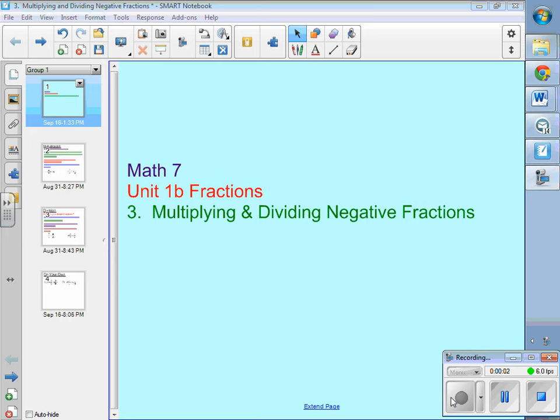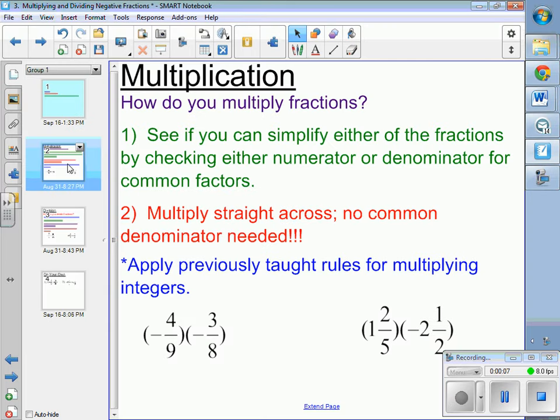Today's lesson is multiplying and dividing negative fractions. Multiplying. How do we multiply fractions? We see if we can simplify either of the fractions by checking either numerator or denominator for common factors. We multiply straight across, no common denominator needed, and then we apply our previously taught rules for multiplying integers.